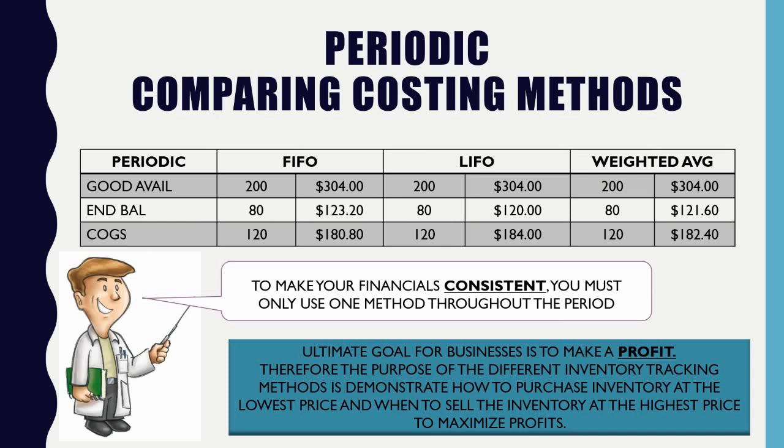121.60. Now here, does it matter which costing method you use? No. Why? Because at the end of the day, whatever you purchased your inventory at, you're going to cost the goods at, and you're basically going to match every single penny that you purchase to every single sale that you make.